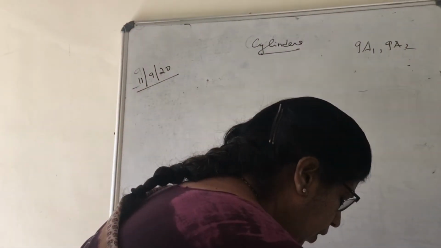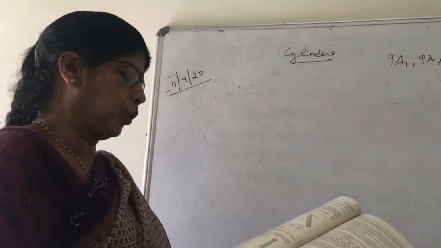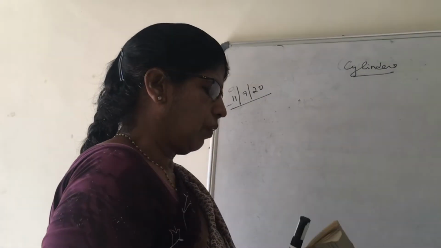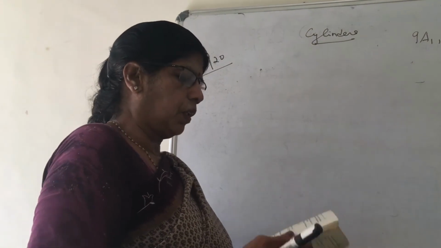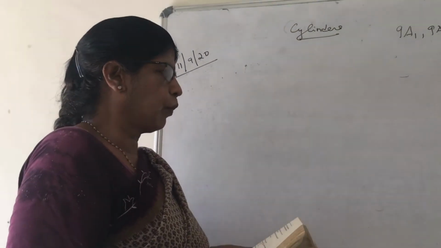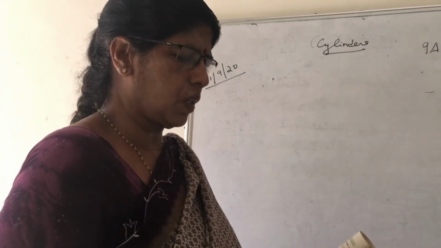Today's class we are going to do exercise 13.2 continuation. In the last class we have done up till the third sum. Today we are going to do from the fourth sum, children. The diameter of the roller is 84 centimeters and the length is 120 centimeters. It takes 500 complete revolutions to move once over to level a playground. Find the area of the playground in meters square.